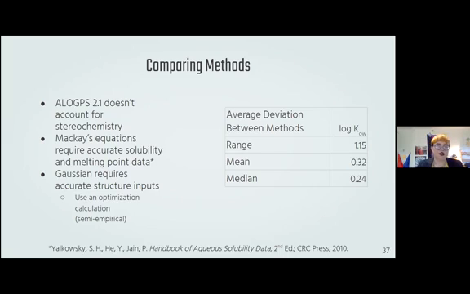We can use an optimization calculation, even a semi-empirical one, which is the fastest, but it's not necessarily perfect to use when you use that optimization. Over here on the right, I've also listed the average deviation of the log KOW between each method, not including the KVOW, because that is a different value that we're calculating. So just between ALOG PS 2.1, the McKay calculations, and the Gaussian calculated KOW. The average deviation, the mean, is 0.32. The range is 1.15 and the median is 0.24. When I first pulled these up, I thought that wasn't too bad, but when you consider that the total range of KOWs that we found was between 0 and 6.5, that's pretty large. Those are pretty large numbers.